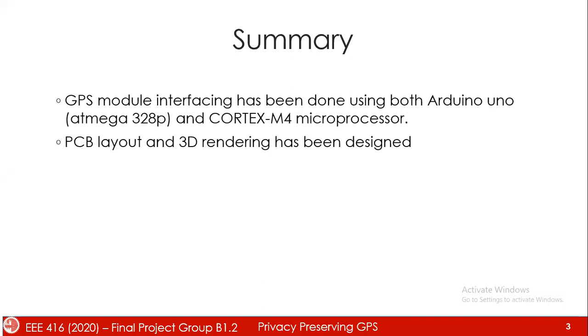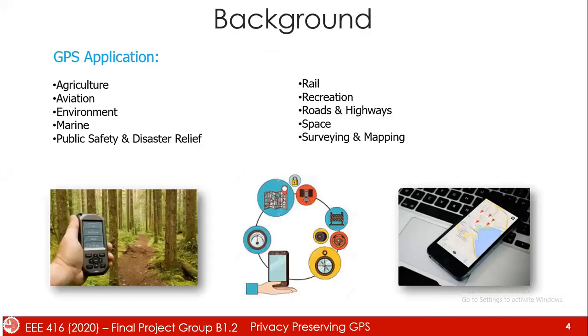Background. Global positioning system is a very useful technology in today's world. A very common example is turning on GPS in our phone. We can get the exact location of ourselves and anyone we want to. This feature helped create large companies like Uber, which use GPS data to locate drivers and travelers, then find the nearest driver. Besides this, GPS is used in many fields like agriculture, aviation, environment, marine, public safety and disaster relief, rail serving, and mapping.